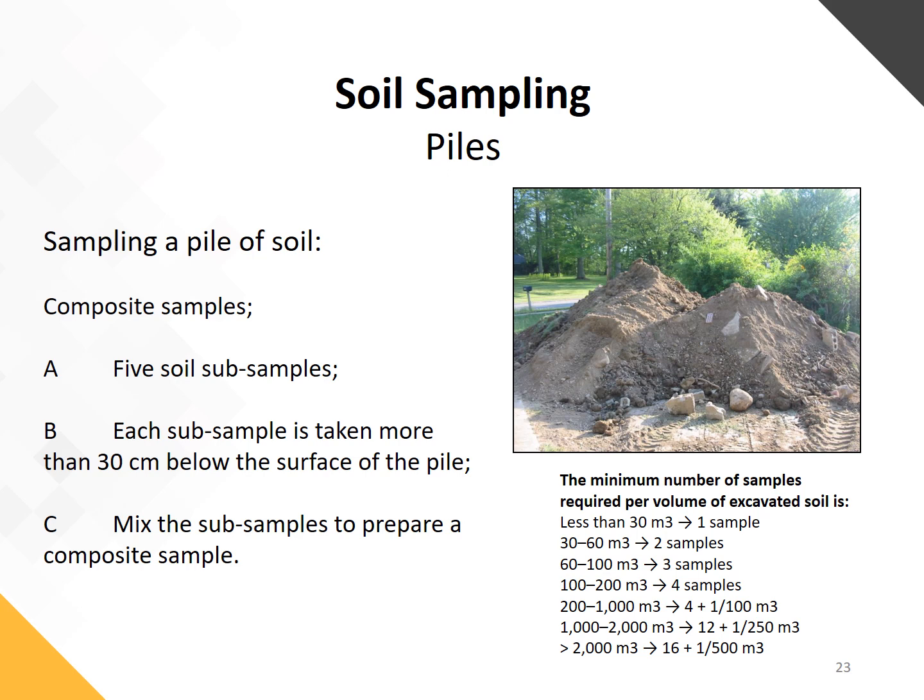Also, if you have a small pile, you might take only one sample, but it depends on the quantity of soil you have, so here you find different quantities. If you have less than 30 cubic meters, you go for one sample. And if you have between 30 and 60 cubic meters, you go for 2 samples. Each of these 2 samples is composed of 5 different subsamples. So it's the same process for any kind of pile. It always depends on the quantity of soil that you have.